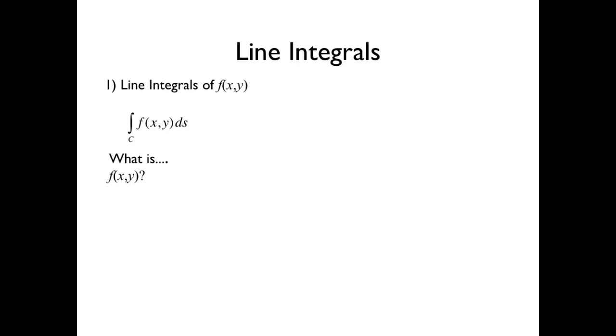Multivariable function, right? This graphs as a surface in R3. This graphs as a surface in R3. Okay? What is C? So we've seen this before. We use this symbol to mean what?